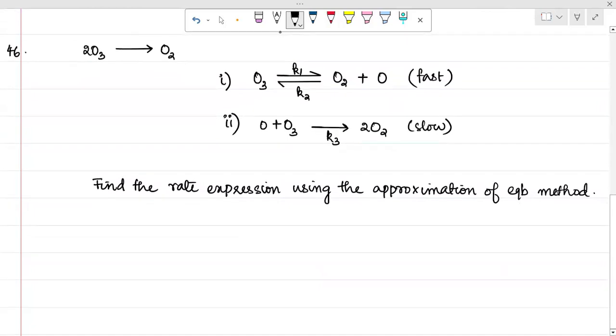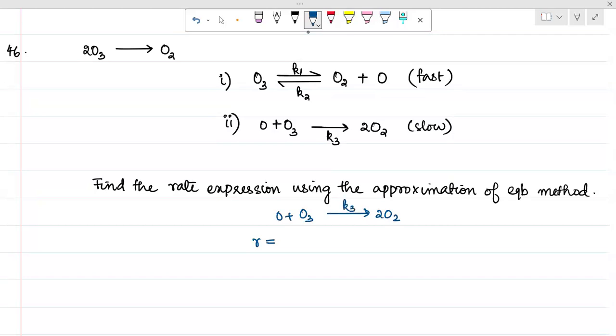So first rule, slowest step is the rate determining step. So let's see who the slowest step is. Step number 2. If step number 2 is the slowest step, we write that rate is equal to, this is the slowest step, correct? O plus O3 giving 2O2 is the slowest step.